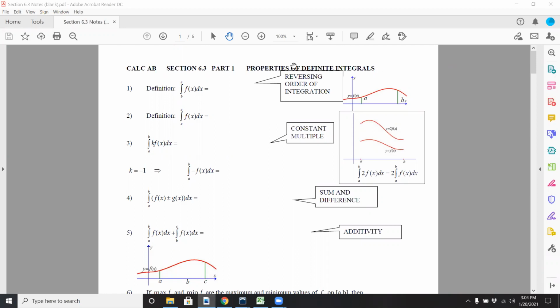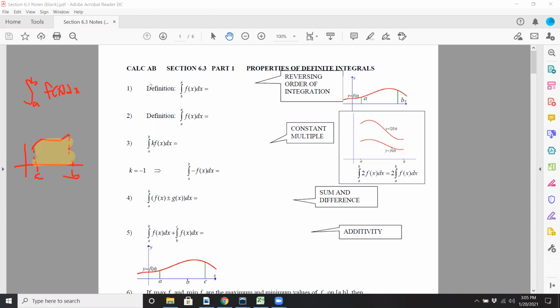As you might remember from our last lesson, if you're integrating from a to b of f of x dx, that means that you're starting here at A, you're ending here at B, you got some curve, and we're simplifying the area between the curve and the x-axis within the interval from A to B.